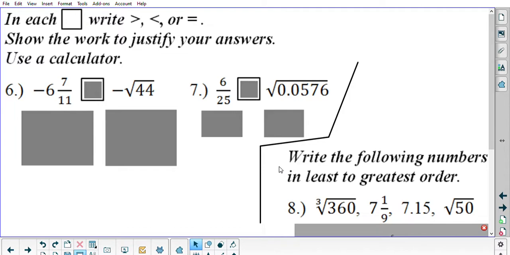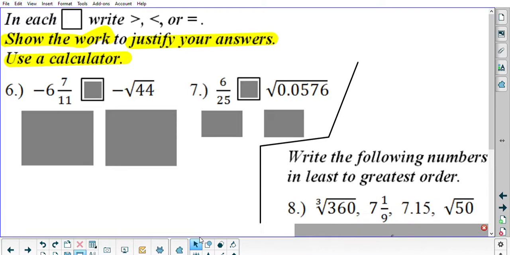All right, moving on. 6, 7, and 8. I would like for you to do these problems on your own. It does say to use a calculator, and it does say to show your work. When I say show your work, I mean tell me what you get from using your calculator, so that way you can prove to me to justify your answers. So make sure you do that. All right, hit pause on the video. Do these problems on your own.